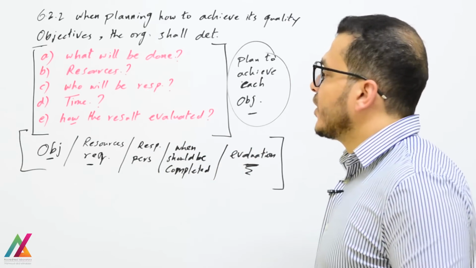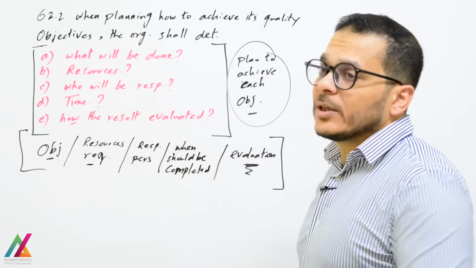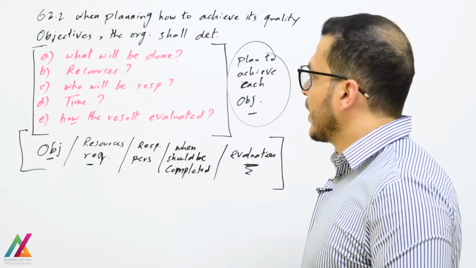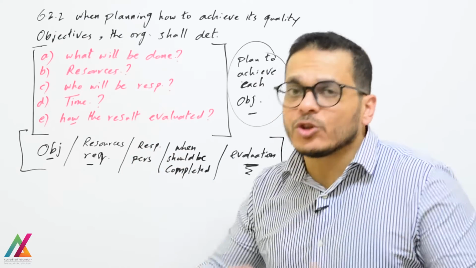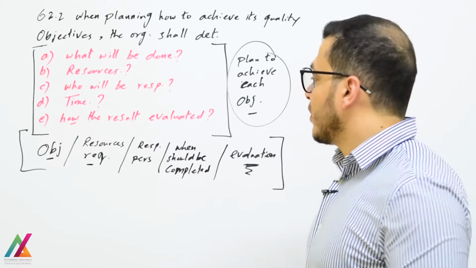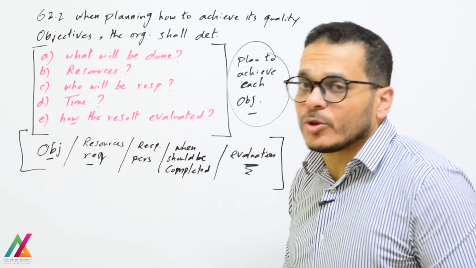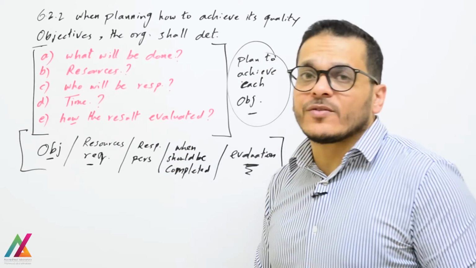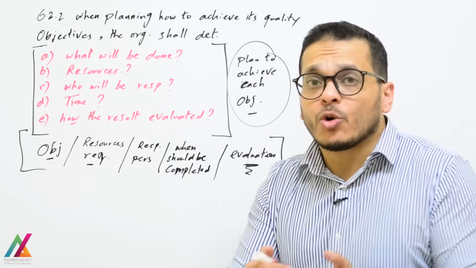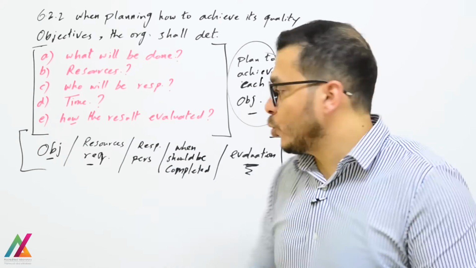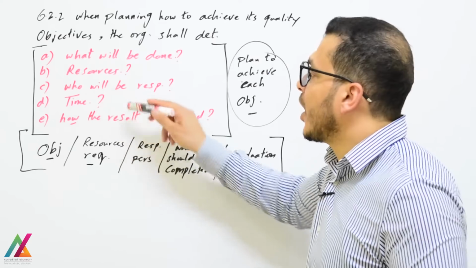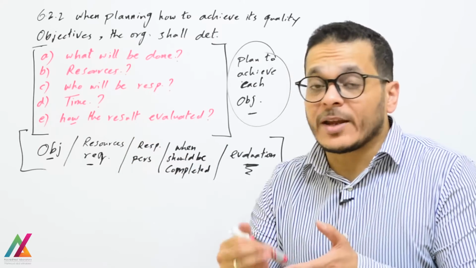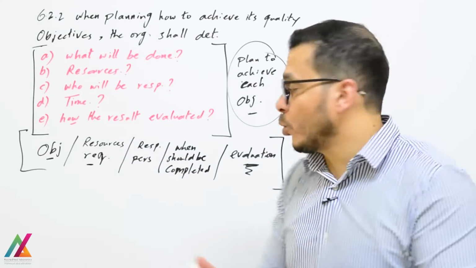the organization shall determine what will be done, the objective itself, and what resources are required, what you need to achieve this objective, and who is the responsible person, who is responsible to achieve this objective. He can do it by himself, or he can have his team do it. And when it should be completed, the time when this objective can be finished, so it should be timed also.